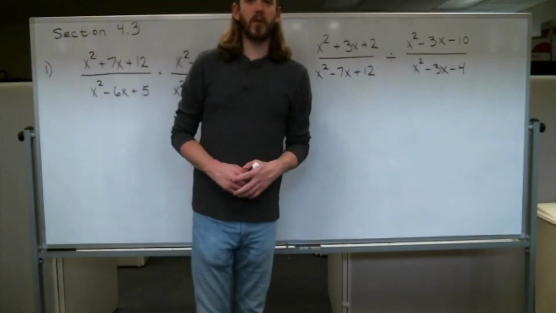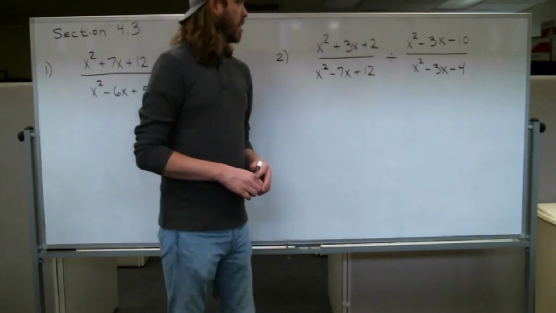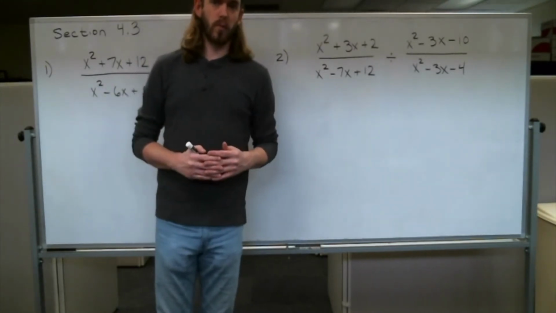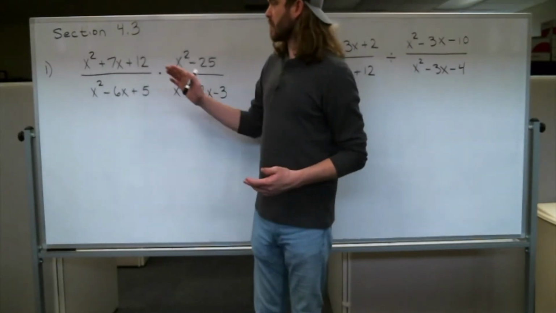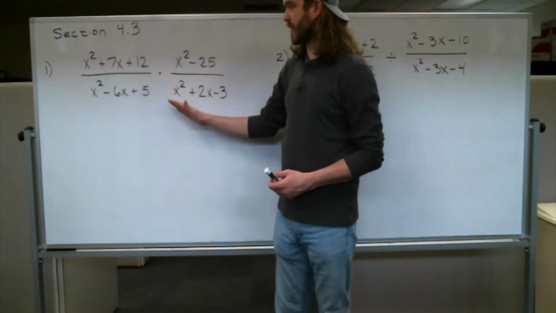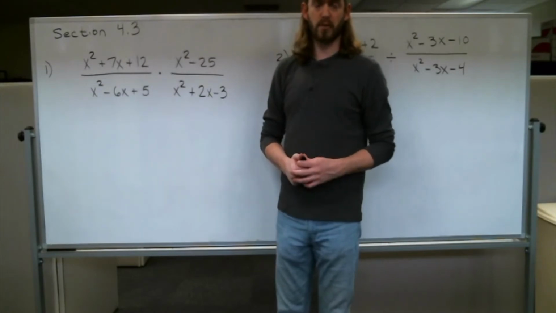Alright, in section 4.3, we're going to be talking about multiplying and dividing rational expressions. A lot of this is going to be playing off what we learned in section 4.1. So the first thing that we want to do is factor everything. Then we're going to see what we can cancel out on top and bottom, but also see what we can cancel out diagonally, just like we reduce fractions when we're multiplying those together.